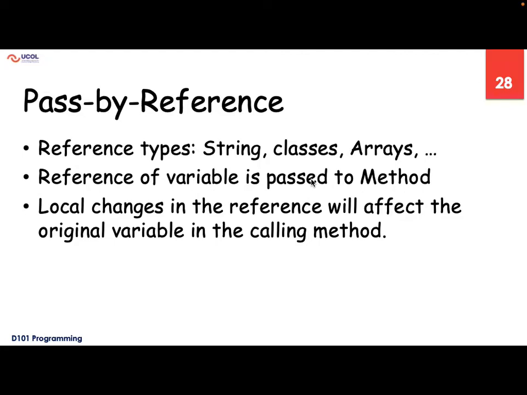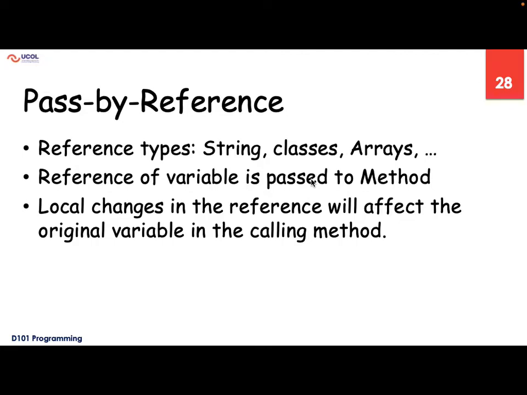On the other hand, when we talk about pass by reference, reference type variables, whether it is a string or a class or even an array, is also a reference type variable. So when you give an array or a class or a string to the method, that is passed by reference rather than passed by value. So the reference of the variable is passed to the method rather than the value itself.